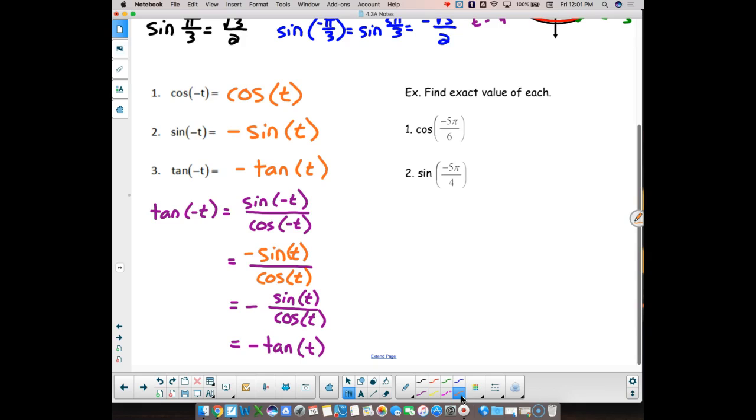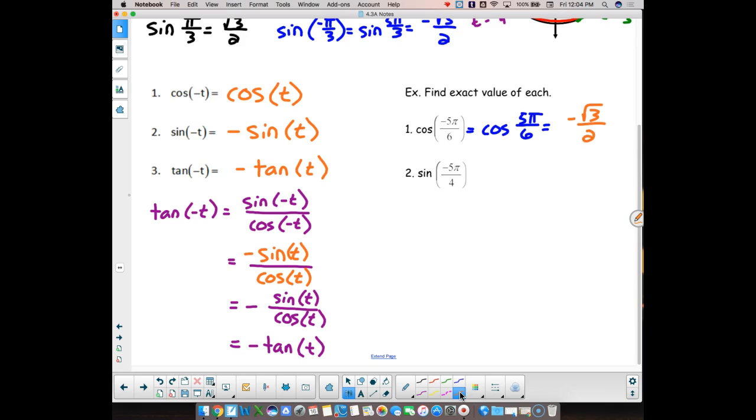Using your unit circle, please find me the cosine of negative 5 pi over 6 and the sine of negative 5 pi over 4. I'll give you 45 seconds. So the cosine at negative 5 pi over 6 is going to equal the cosine at 5 pi over 6, which is going to be negative root 3 over 2.